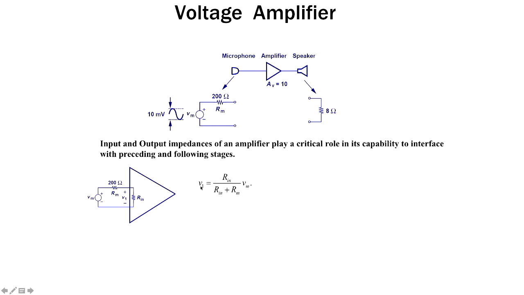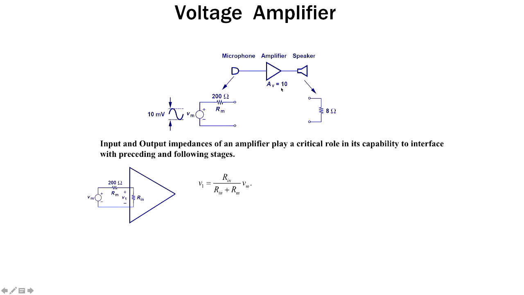So the actual voltage to the amplifier is V1. V1 equals Rin divided by Rin plus Rm, where Rm is the resistance of the microphone, times Vm, which is the voltage coming from the microphone. That is the reason, because of this equation. So your input impedance comes into the picture.